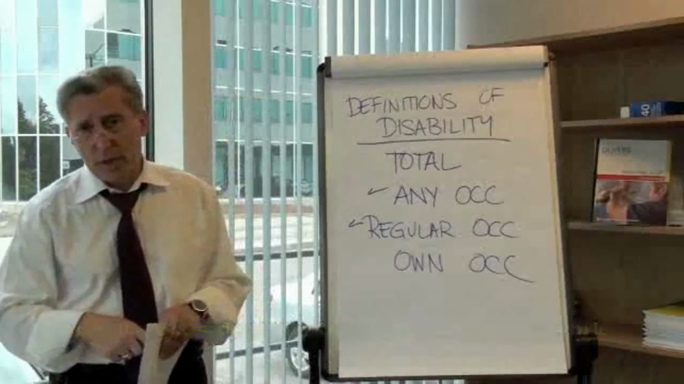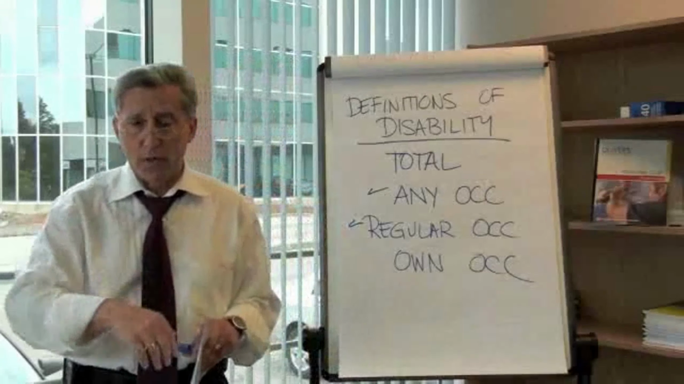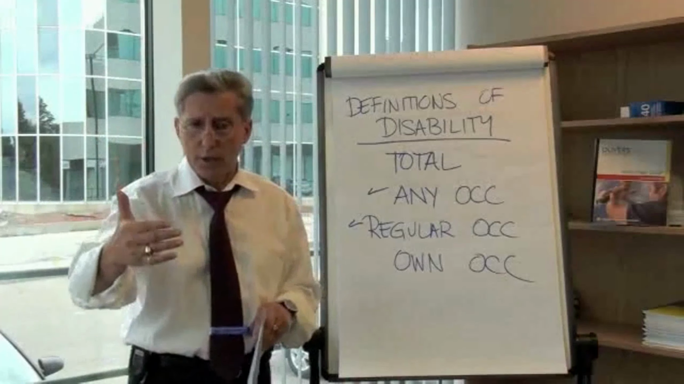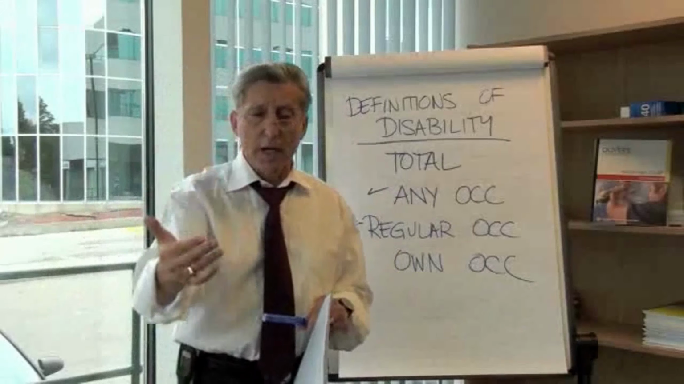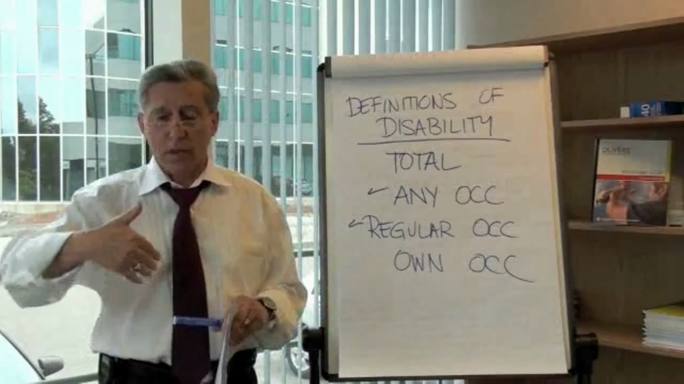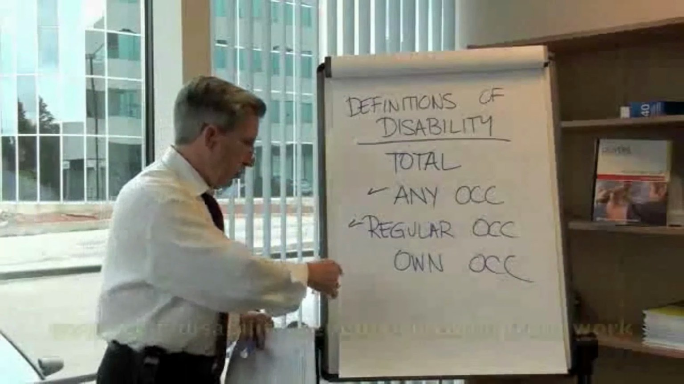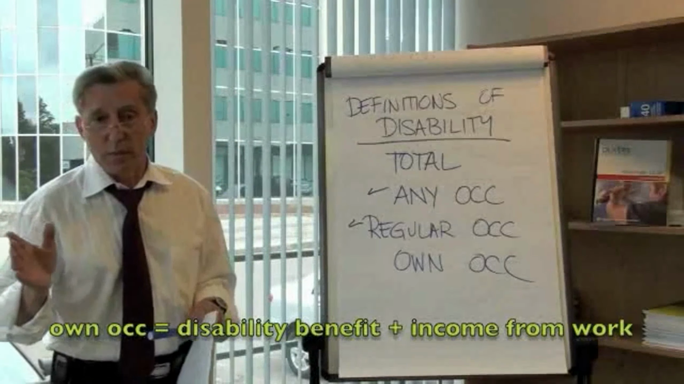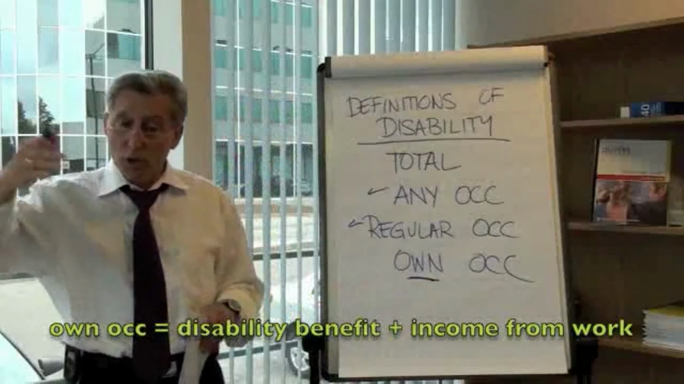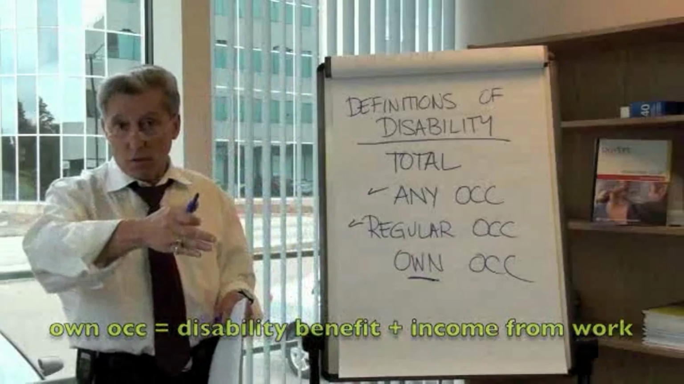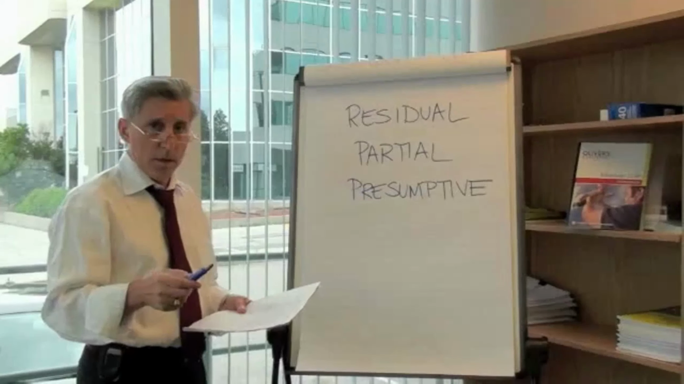The last one is own occupation. In an own occupation situation, you in fact cannot do your own work. So for example, if you were a surgeon, if you were a doctor, if you're a dentist, and you have some kind of an injury and therefore are unable to continue your dental practice or continue to be a surgeon, but you can teach, you can do some other work, they will continue to pay you that $5,000 regardless because your own occupation is very important. So you can do other work, but you cannot do your own work. So as far as the insurance company is concerned, you're still totally disabled.